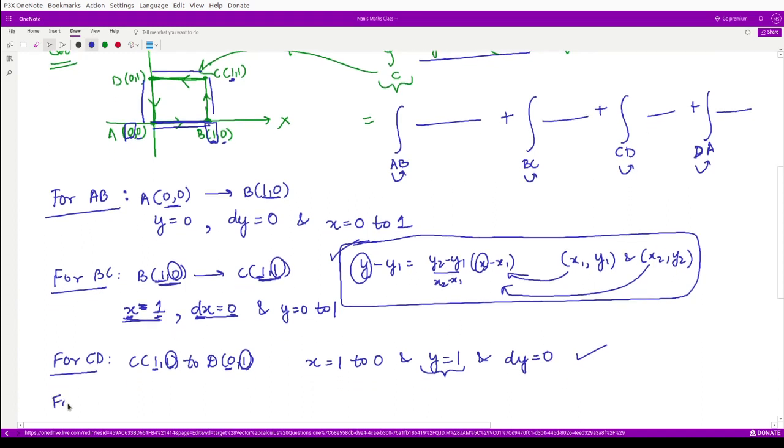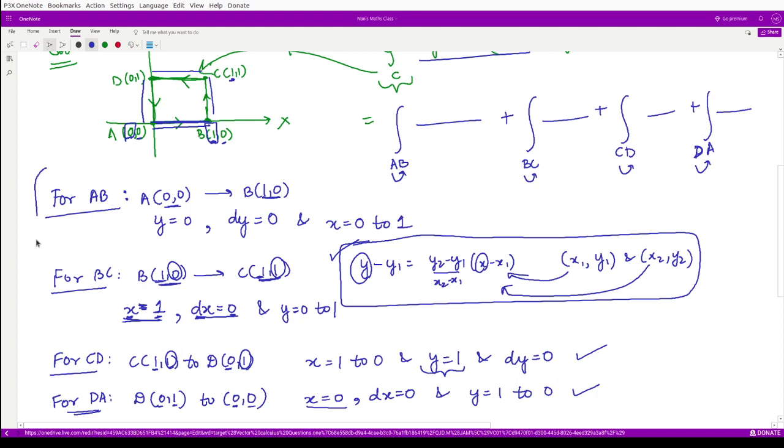And lastly, for the curve DA, we are moving from the point 0, 1 to the point 0, 0. So here, if you look at this value, x is moving from 0 to 0. So that means we have x is equal to 0 here as the equation of the line. And when you differentiate this, you obtain dx is equal to 0. And moreover, the limits of y are varying from 1 to 0. So these are the limits for y in this particular case.